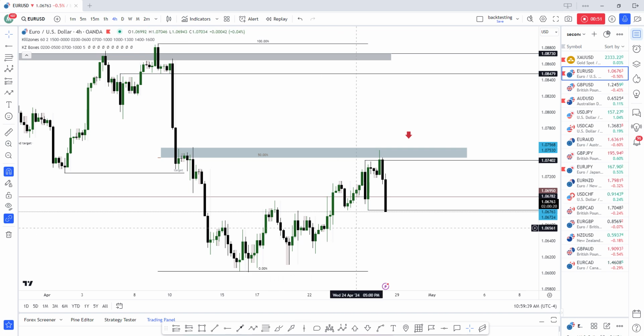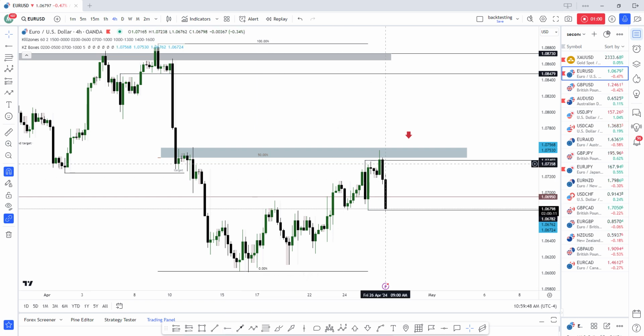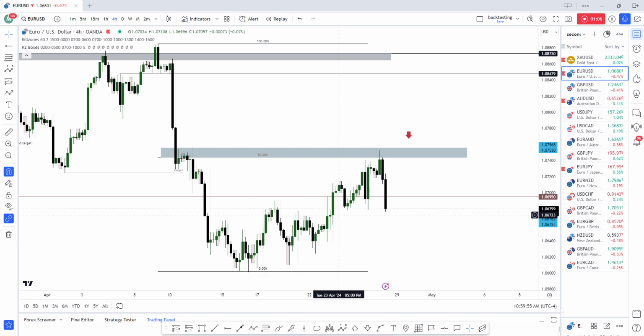So right now I'm in this trade because when the market got to my point of interest, I entered the trade. So I'm on profit right away. These are the things I was talking about last week.